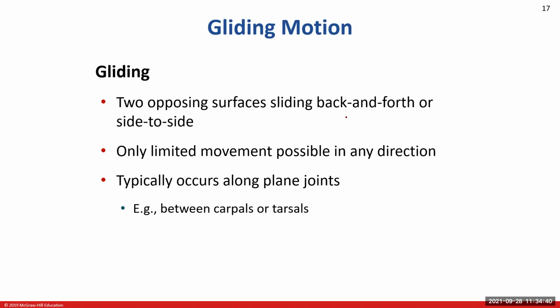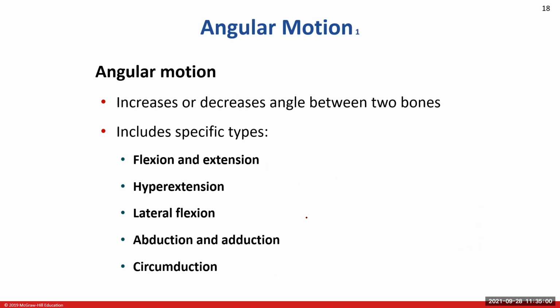Okay, so our gliding motion, we are going to see two relatively flat surfaces move back and forth or side to side. That's going to create limited movement. We'll see this in your wrists, the carpal bones, and also your tarsal bones, which are the bones that make up the majority of your foot. Again, it's because these joints will slide back and forth on one another.